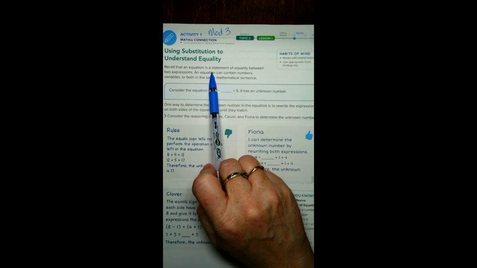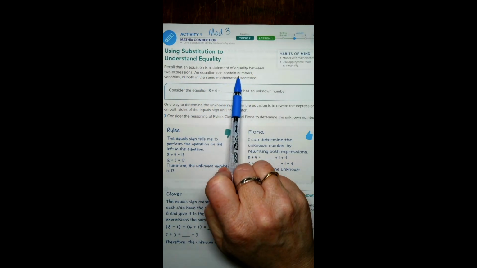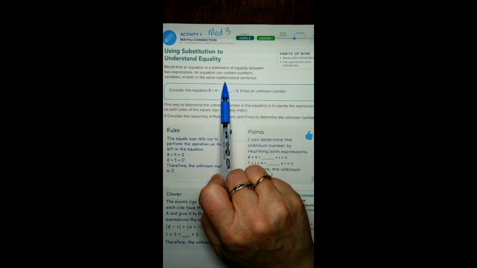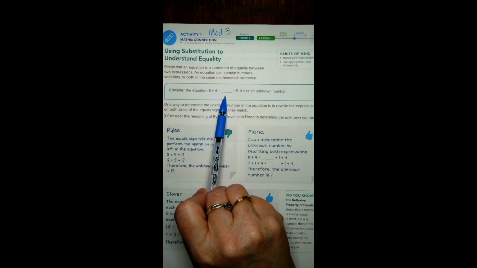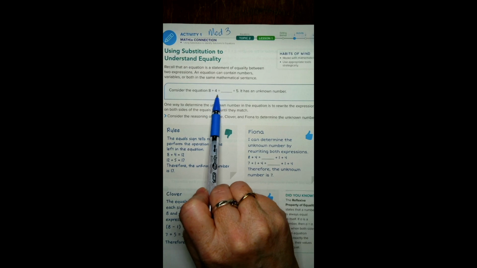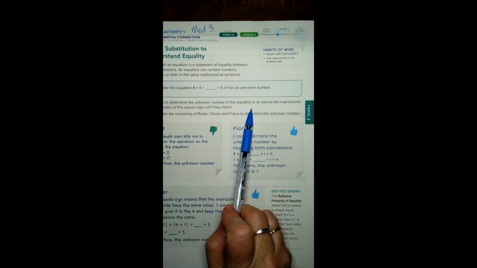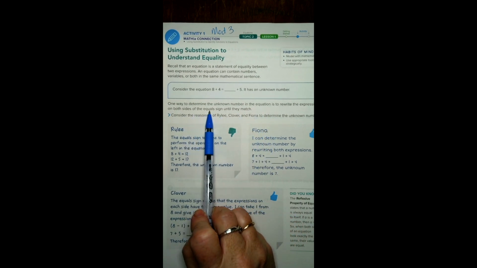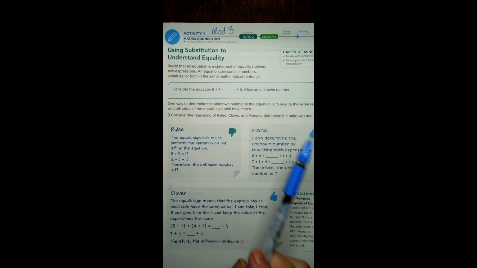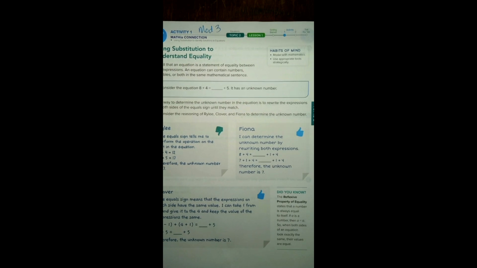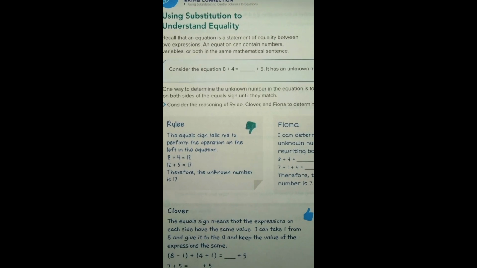So it says, recall that an equation is a statement of equality between two expressions. An equation can contain numbers, variables, or both in the same mathematical sentence. Consider the equation 8 plus 4 equals blank plus 5. It has an unknown number, which is here at the blank. One way to determine the unknown number in an equation is to rewrite the expressions on both sides of the equal sign until they match. Then it tells us to consider the reasonings of Riley, Clover, and Fiona to determine the unknown number. So Fiona and Clover, thumbs up. Riley, thumbs down. So let's see what Riley did.